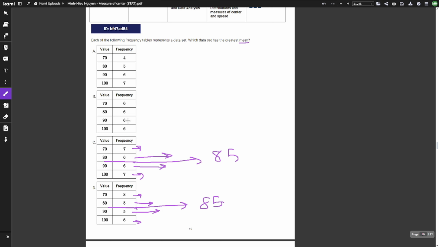Then for B, this one has the same frequency values for all of them, so you could technically say it's also going to be 85. But here if we look at A, the frequency value is always increasing, so we could guess that A is going to have a bigger mean than 85. So here our answer would be A. Now this method requires a lot of thinking, so you could always just be doing 70 times 4, 80 times 5, 90 times 6, 100 times 7, then add that all up and divide that by the total to get your mean.